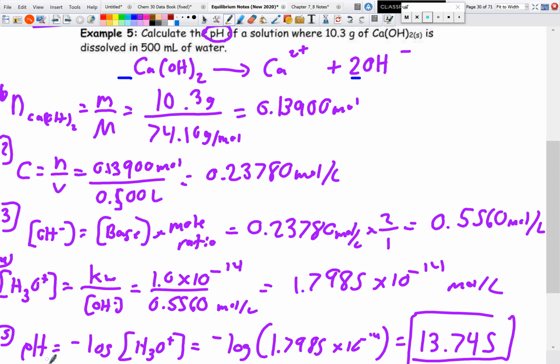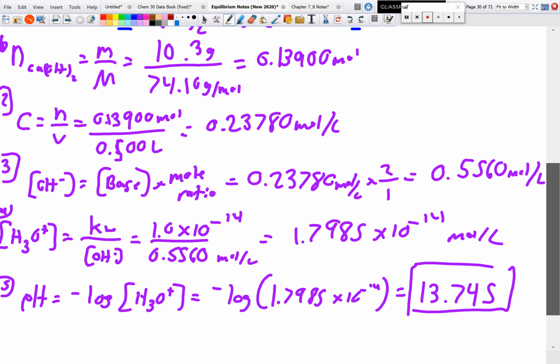As soon as we have the hydronium, we plug that into our equation, pH is equal to negative log of the concentration of hydronium, and we get 13.745 as our pH. That should make sense because if we have a strong base like calcium hydroxide, we should expect a very high pH, right? So if you're doing a question like this and you knew something was a base and you get a pH below 7, remember that's in the acidic range, so you know that you've made a mistake in your calculation somewhere. All your answers should make sense as you're going through.